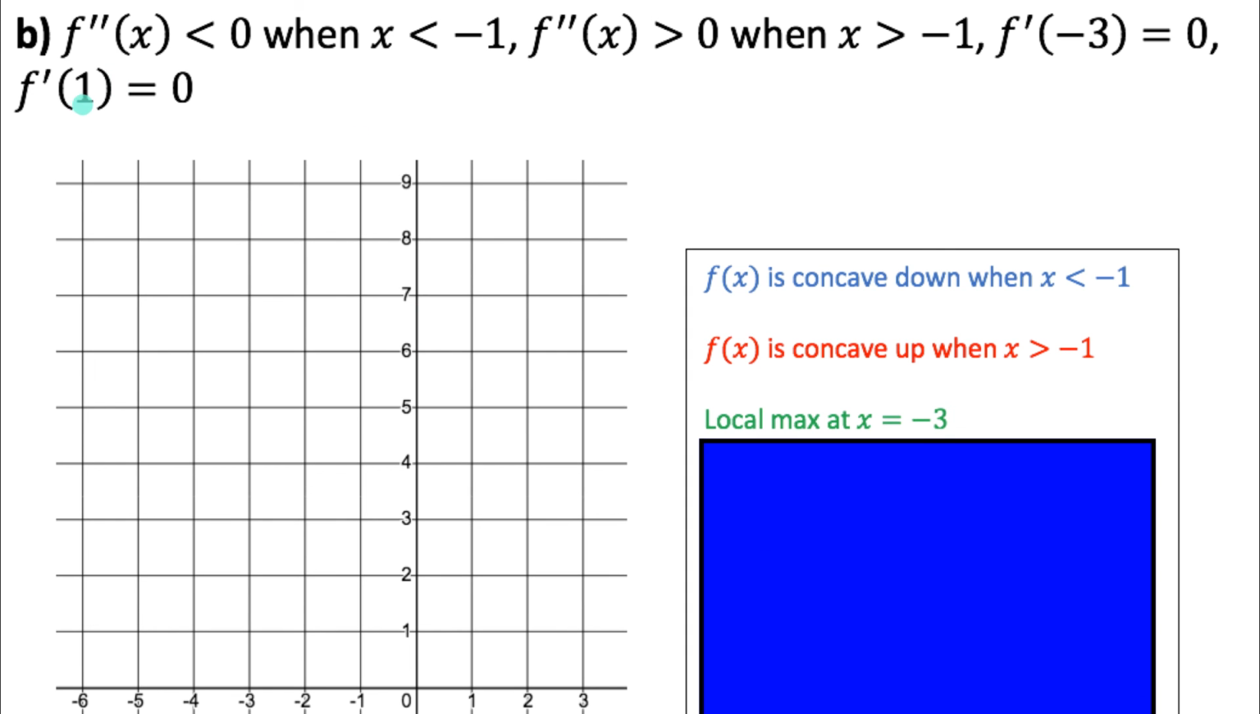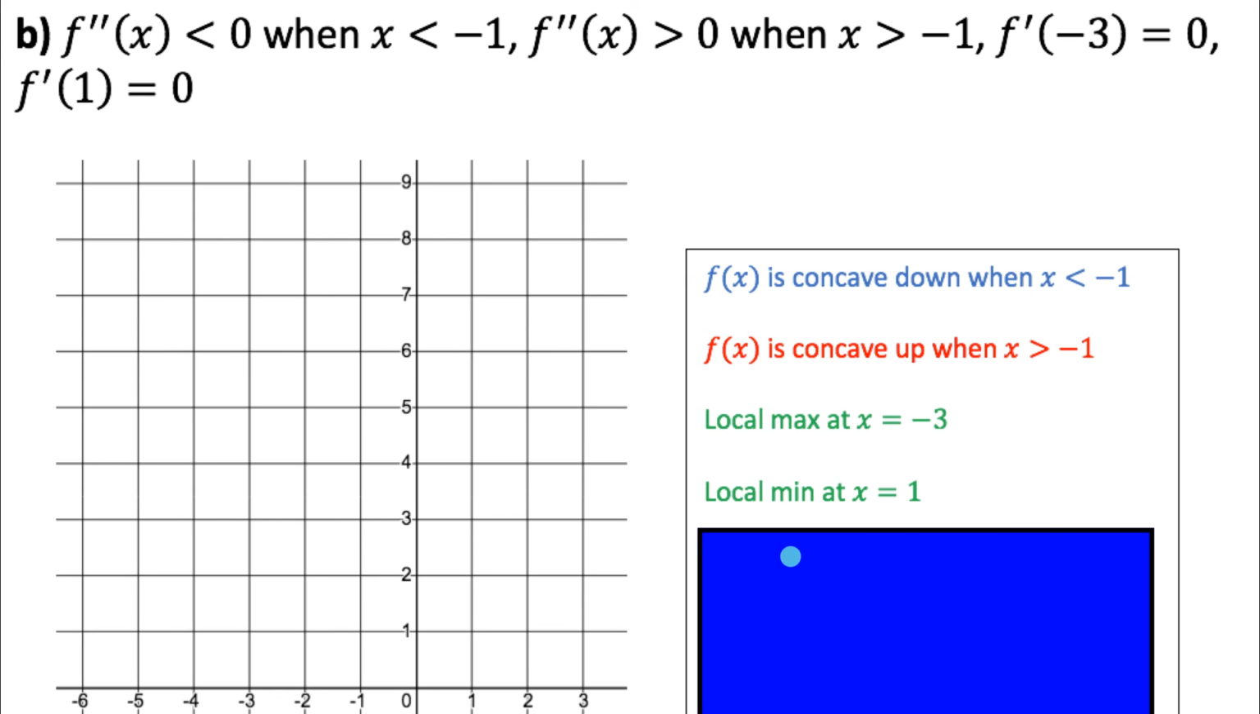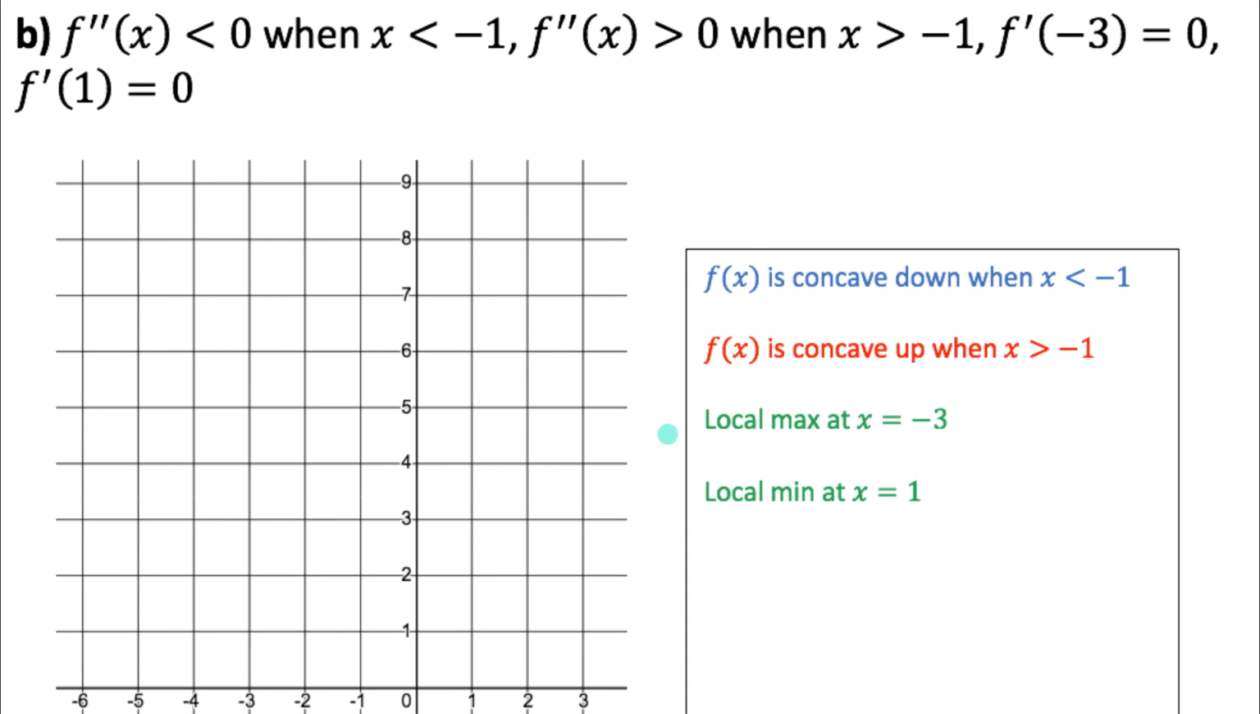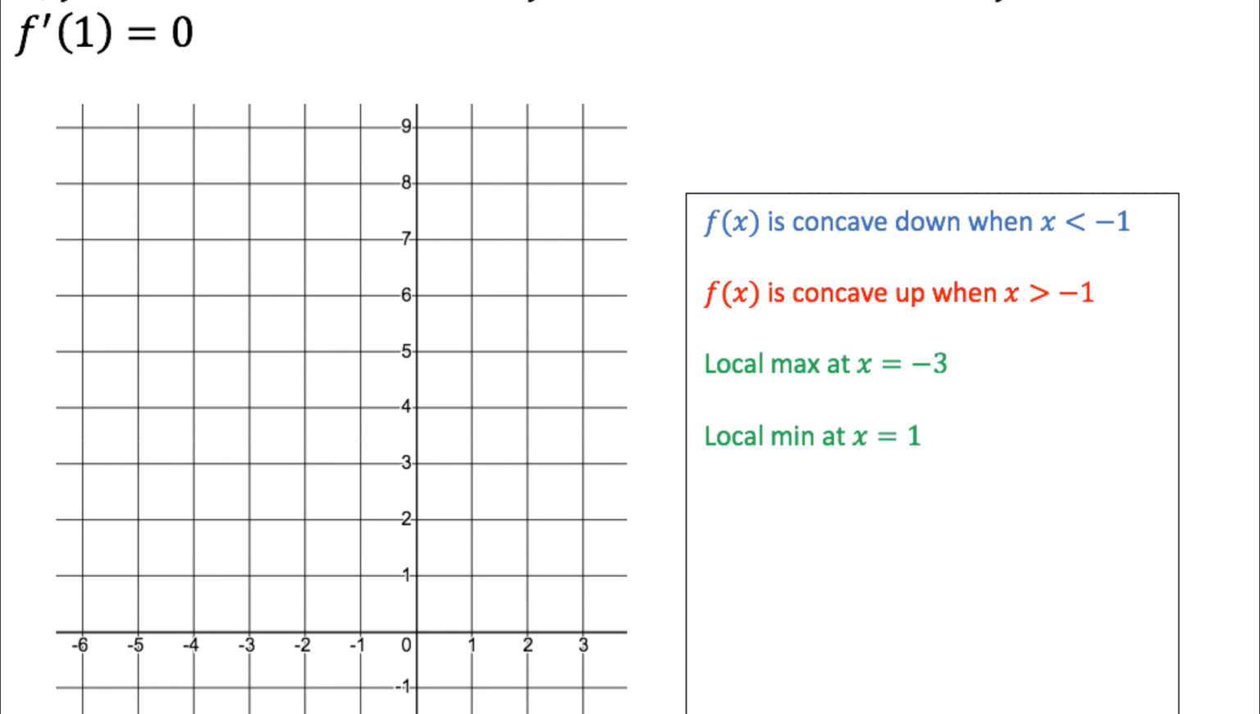At an x value of 1, there's also a horizontal tangent. Well, 1 is greater than -1, so in that interval it's concave up. So it's concave up at that point with a horizontal tangent, which means it's a local min. So there's a local min at an x value of 1. So I need to draw a function that has this criteria. A local max at an x value of -3.